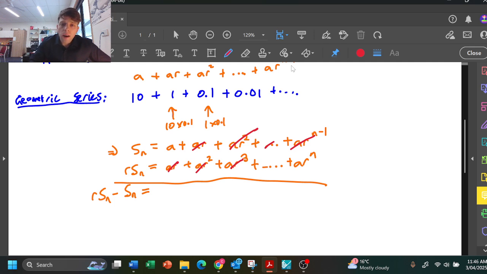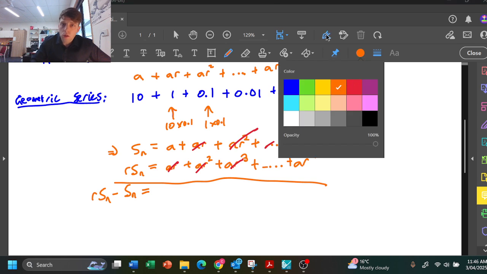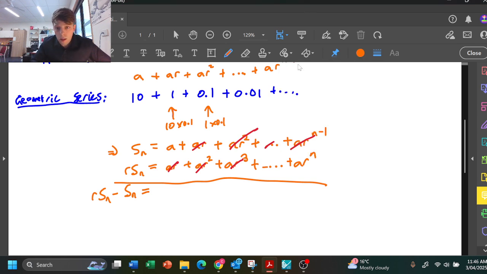And in the end, we're actually only going to be left with two terms in this series. This one here won't have cancelled out, and this one here won't have cancelled out. So rSn minus Sn is going to be equal to ar to the power of n minus a. So what I've effectively done here is taken this effectively infinite summation and simplified it down to a point where we can actually calculate it. So now we just need to rearrange this equation to find what this series is equal to.